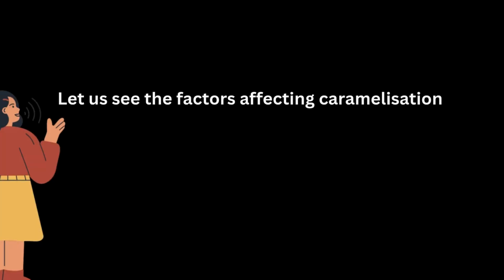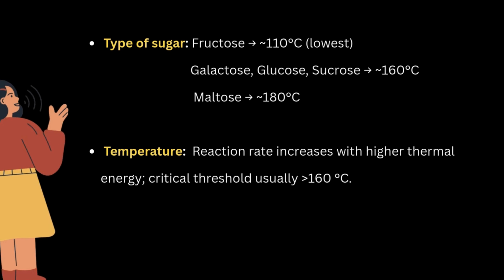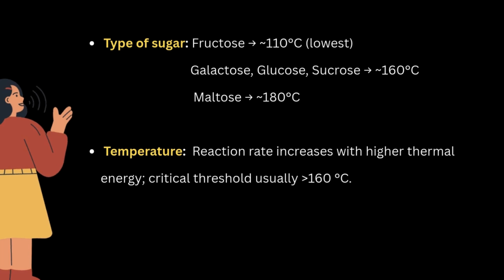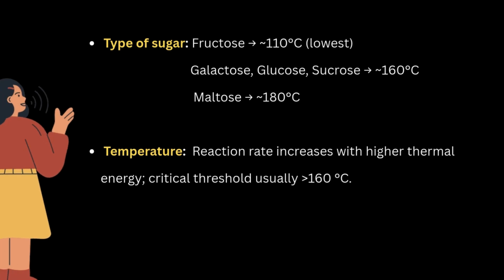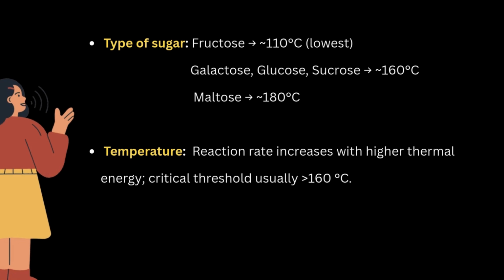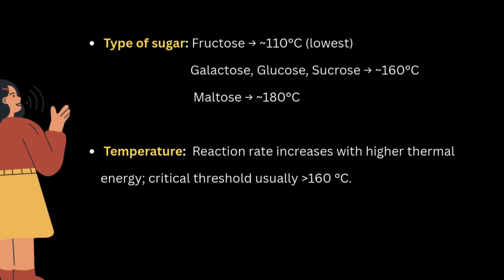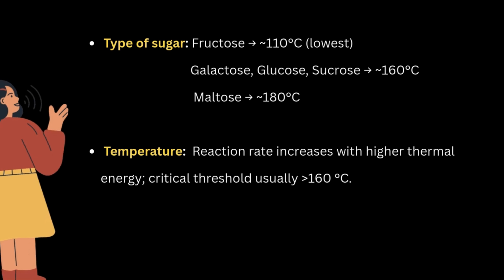Let's talk about the factors that affect caramelization. First, the type of sugar. Not all sugars caramelize at the same temperature. Fructose starts at just 110 degrees Celsius, while glucose, galactose, and sucrose need about 160 degrees Celsius. Maltose takes the highest, nearly 180 degrees Celsius. Second, temperature. The higher the heat, the faster the reaction. Usually, caramelization kicks in above 160 degrees Celsius.